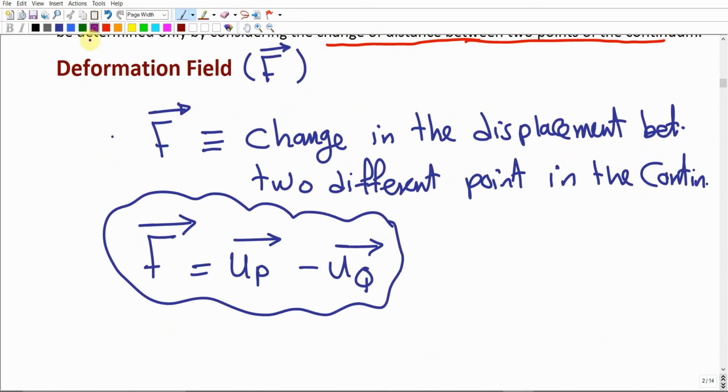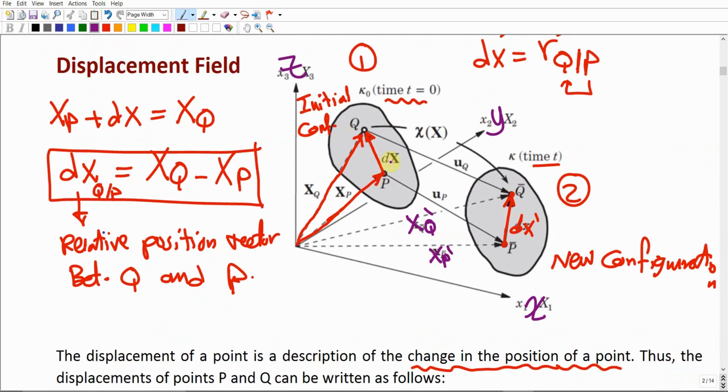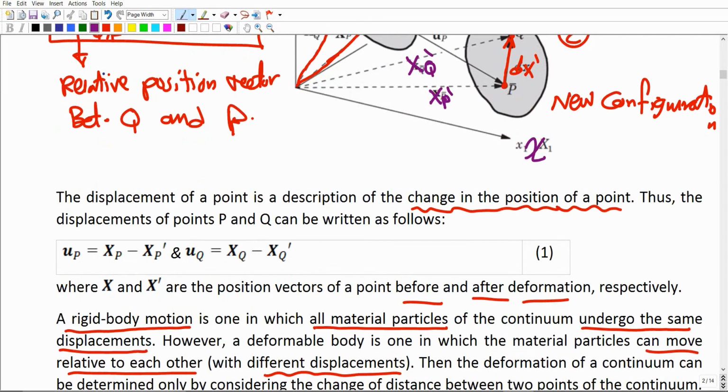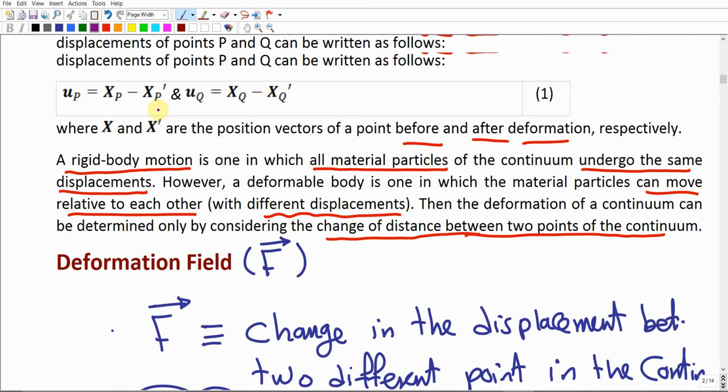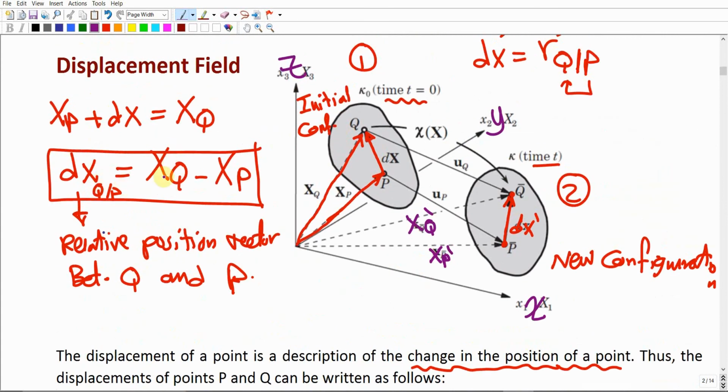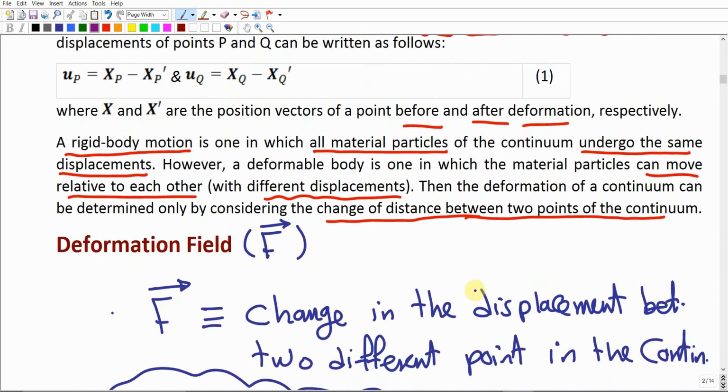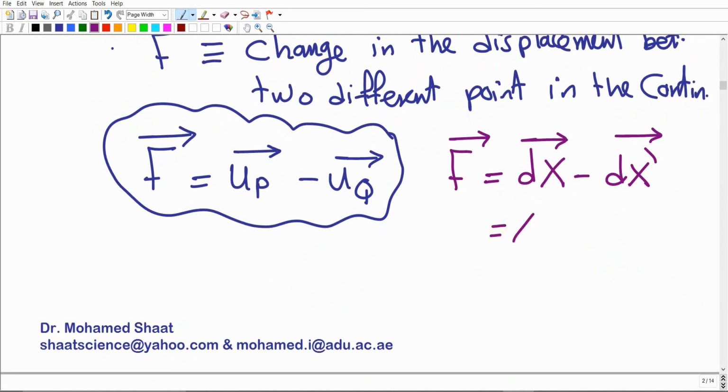So simply we can define the deformation. This is another concept: we can define the deformation as the change in the dx before deformation and after deformation. So it's going to be the difference. If there is a difference in this position vector, in this vector dx, between configuration 1 and configuration 2, it means that there is deformation. But if there is no difference, there is no deformation. Very simple. So here, this is a vector, and we already defined before dx as xq negative xb. So simply I can replace this dx by that.